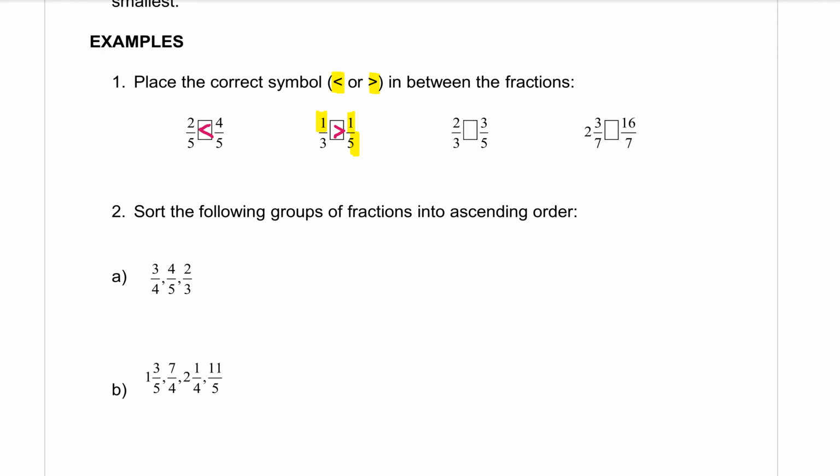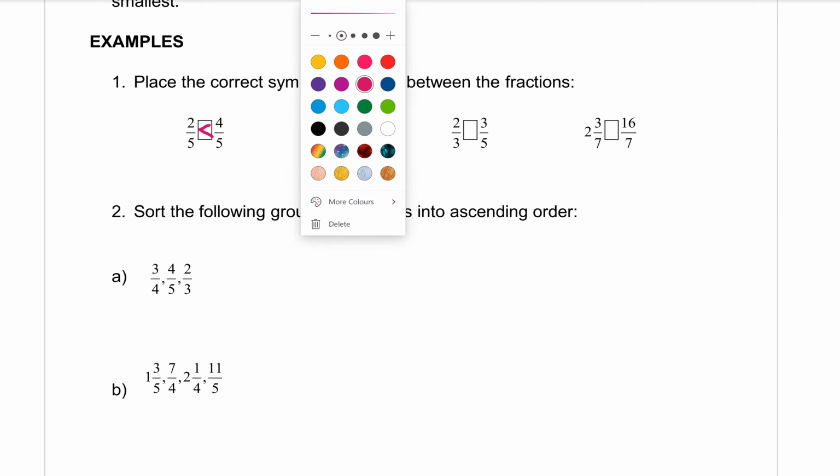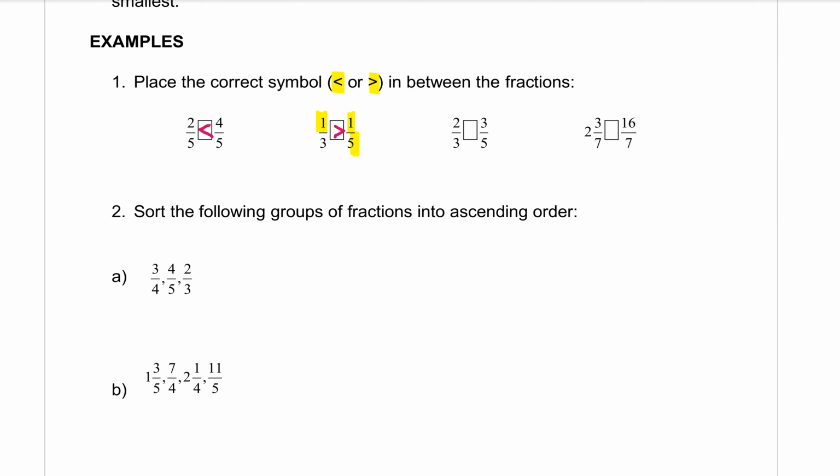In the third one, the numerators are different and the denominators are different. Okay, so to compare these, we need to rewrite those fractions with the same denominator. Now, we spent a lesson finding equivalent fractions, and that's what we're going to do here. So to find an equivalent fraction, I'm going to multiply the two denominators together. So 3 times 5 is 15. And I want two fractions that both have a denominator of 15.